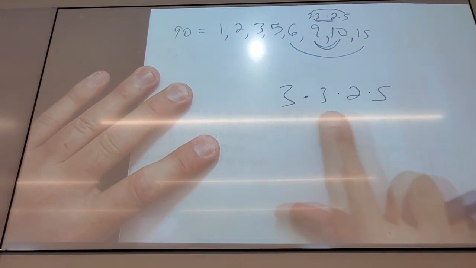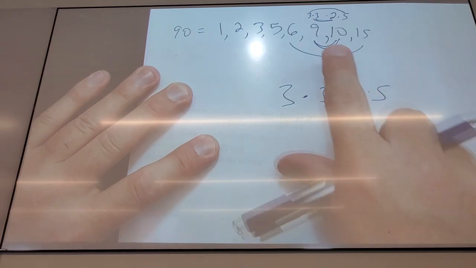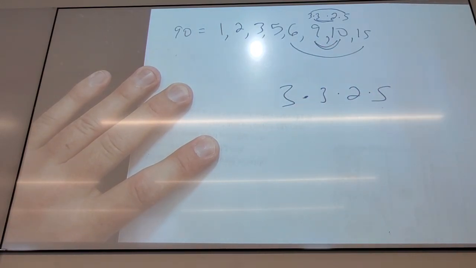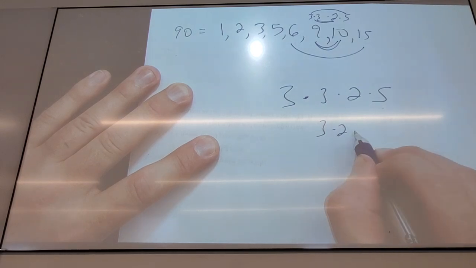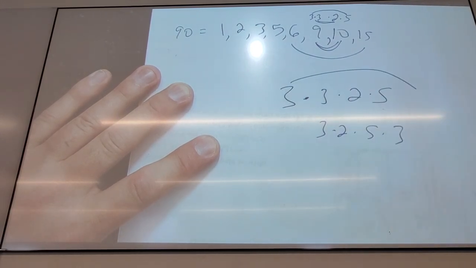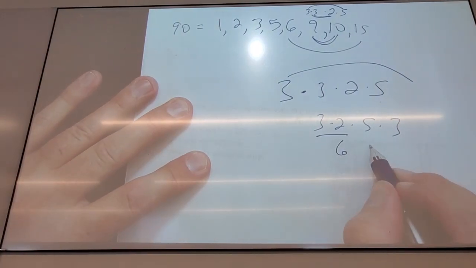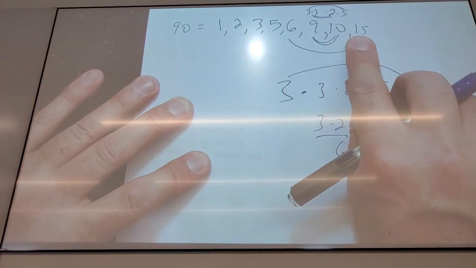You all agree that this is 90. 9 times 10. Commutativity works for multiplication, correct? So I can make this 3 times 2 times 5 times 3, yes? So 6 times 15 is 90.